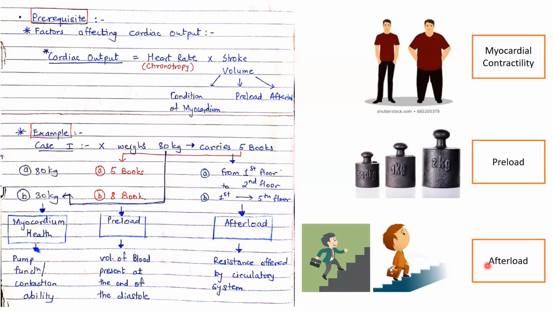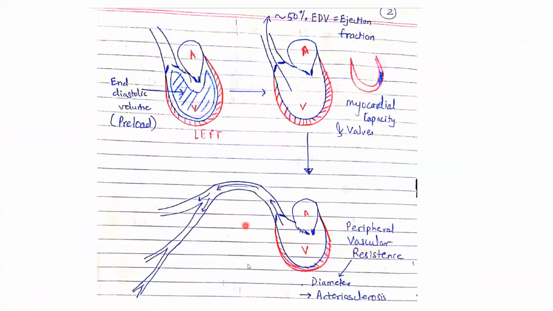And afterload. Now what is afterload? It will become more clear with this diagram. What is happening? From the start, the atrium fills the ventricle. There is fluid, which is called end diastolic volume, present here. Now this is preload. So your ventricle is now preloaded with some volume of blood. Based upon your myocardial capacity, nearly 50% ejection fraction is ejected out from the person's heart, if the person is normal.